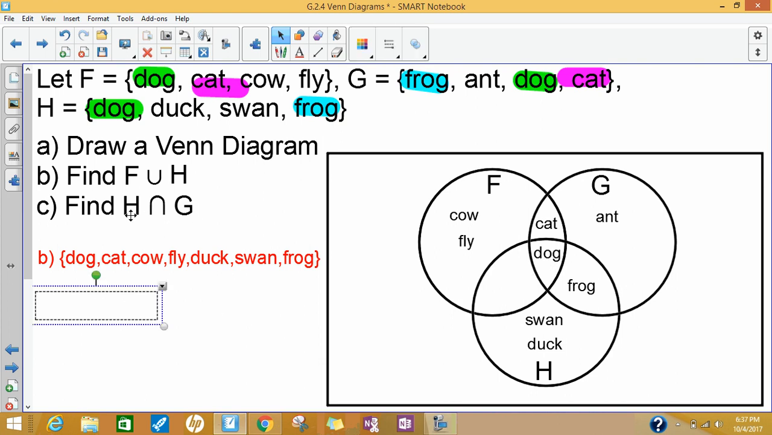And then the intersection of H and G, that's the one thing that H and G have in common, which is frog. Oh, they also have dog.